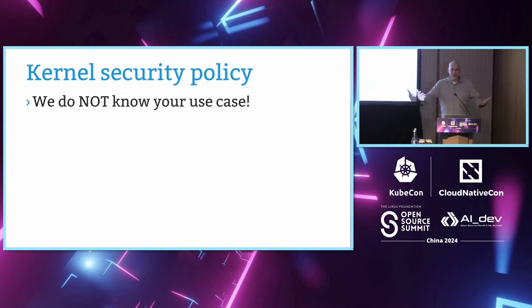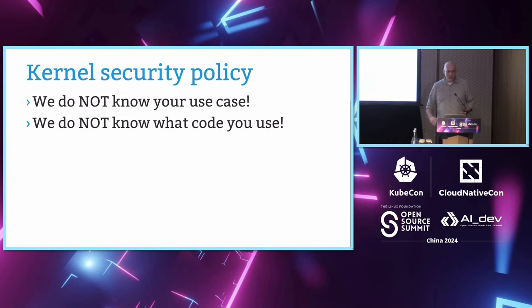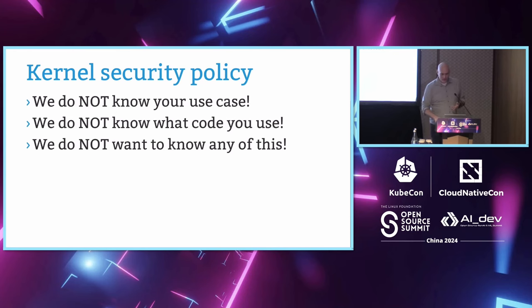We don't know what your use case is. And we don't know what code you use, right? It's only a portion of it, only little bits of it. So I don't know how you use this product or this software. I don't want to know how this stuff works, because then I would have to try and keep track of it all. That's not the way open source works. We're giving you a tool to solve a problem you're having. Great, use it to solve your problem, but I don't need to know how that works. Unless it doesn't work well, then tell me. So we don't want to know any of this stuff.